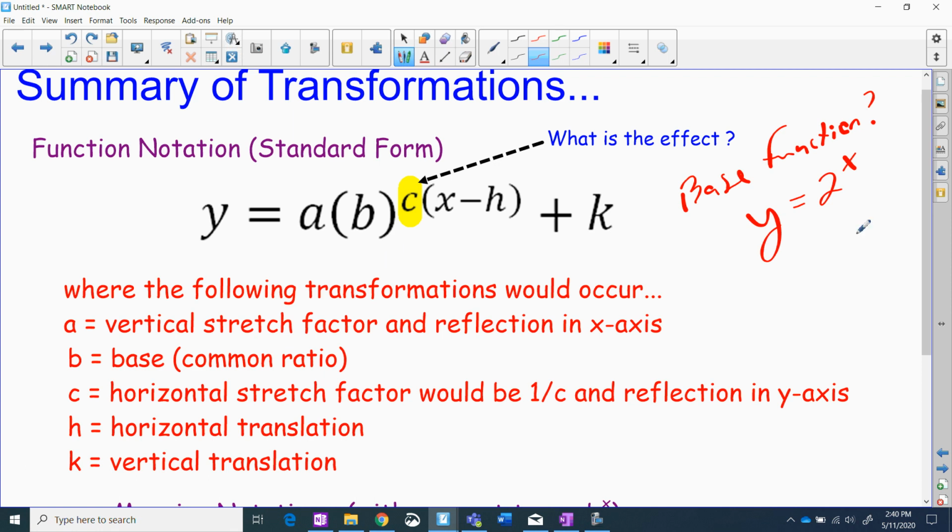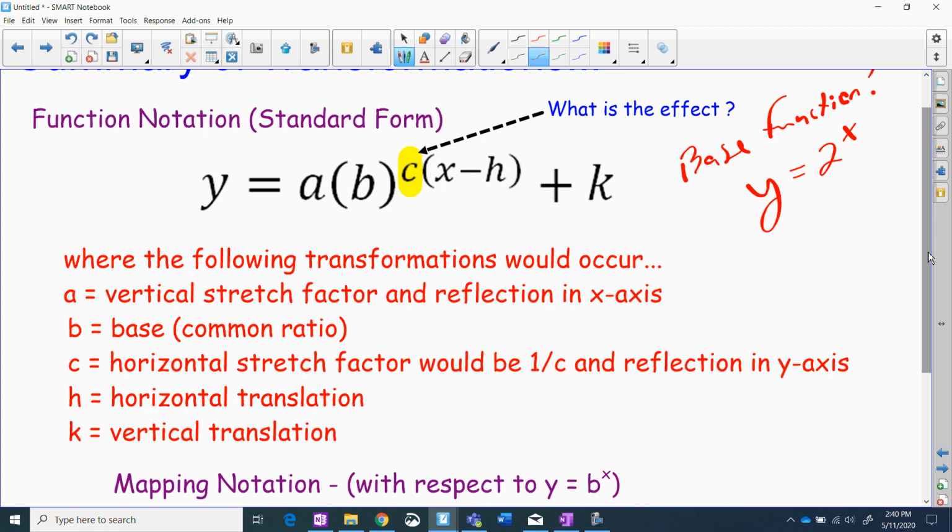Thinking about just regular function transformations, this number in front, the a, is a vertical stretch factor, and it also controls whether there's a reflection in the x-axis. So a negative here would make this flip across the x-axis. Also remember your acronym from Unit 1. This is always the order you consider transformations: reflections first, then stretches, then translations.